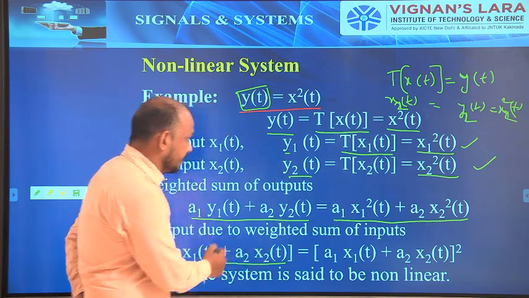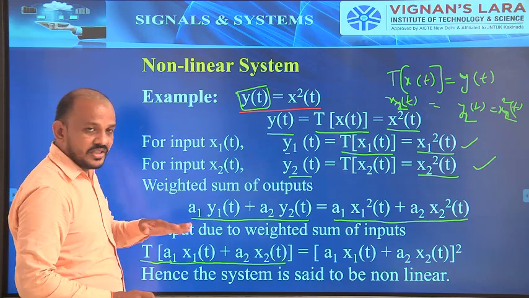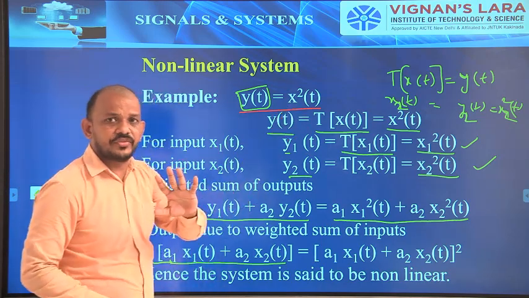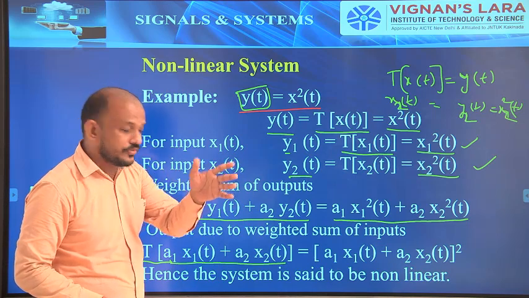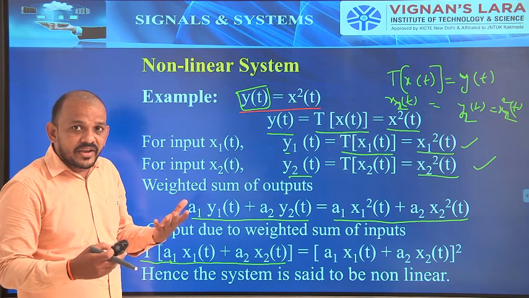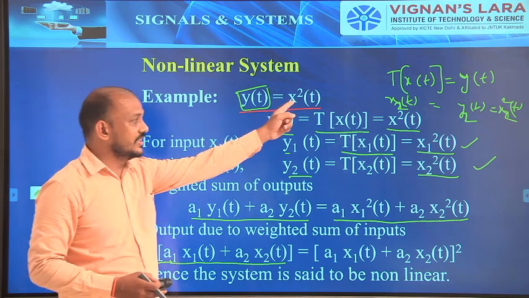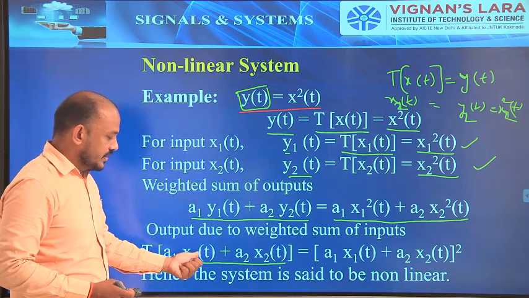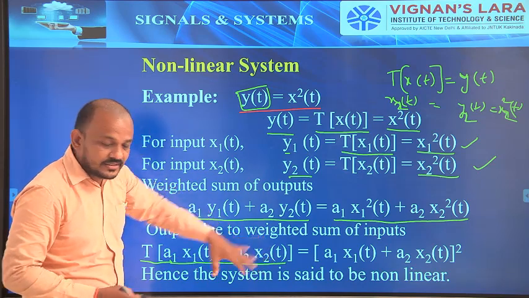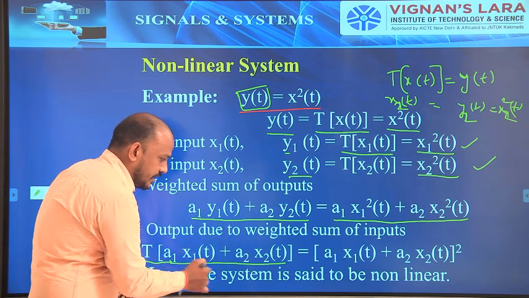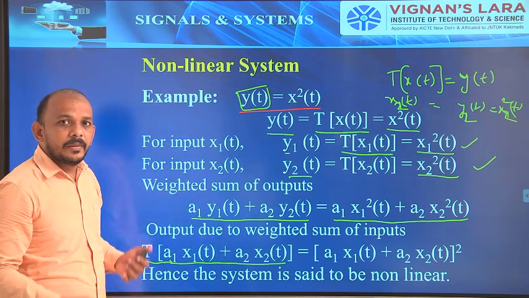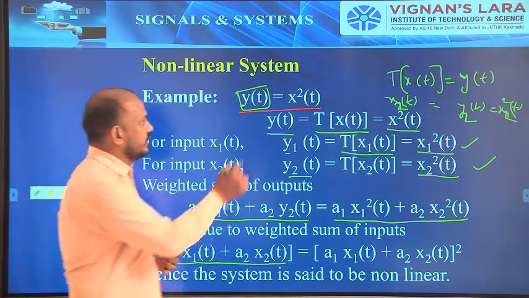So this is the input. What is the function? Actually the function is y of t equal to x square of t. So the signal is squared. Actually here the signal is squared. Now here the weighted sum of the input is this one. So this is our complete signal. Now I need the output of this complete signal. So how can I get the output? By squaring the input signal.